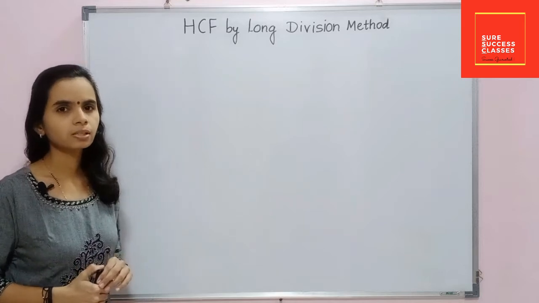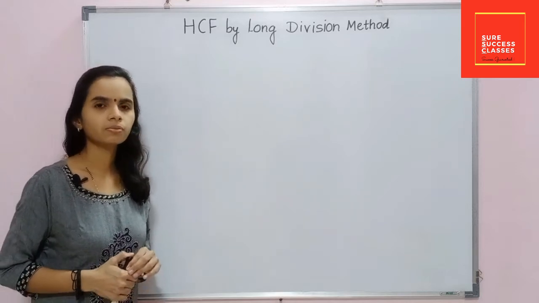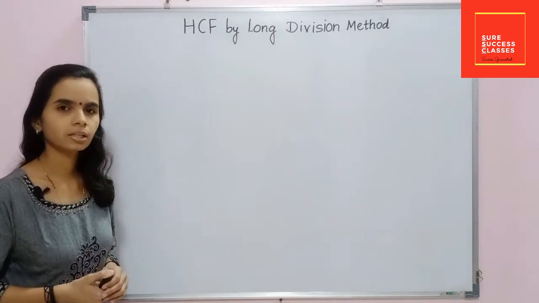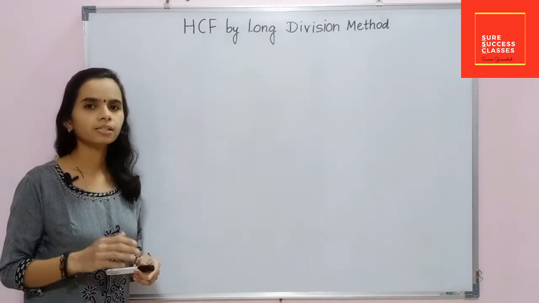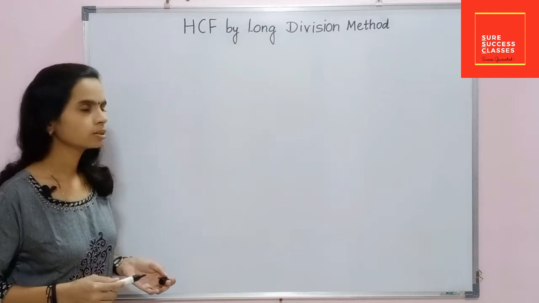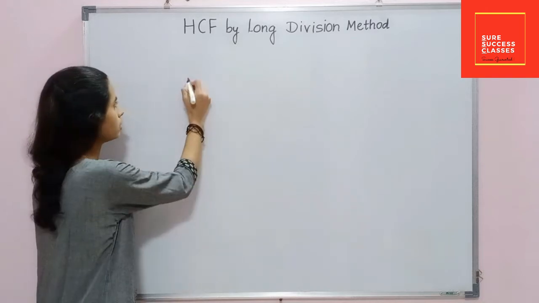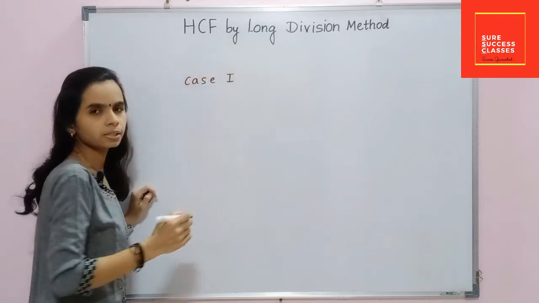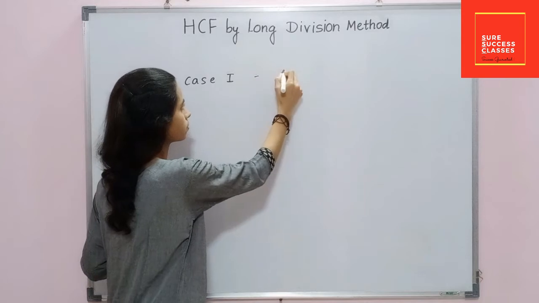In the first case, we have to find out SCF of two numbers, and in the second case we have to find out SCF of more than two numbers. So let's go for the first case. In case 1, we will find out SCF between two numbers.